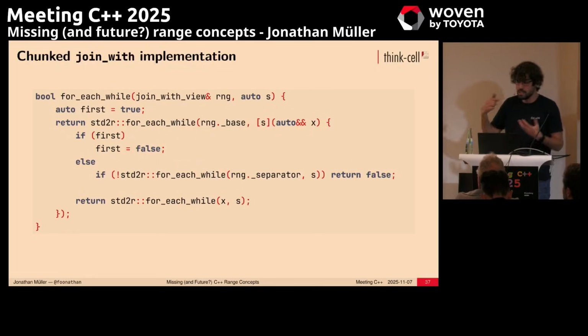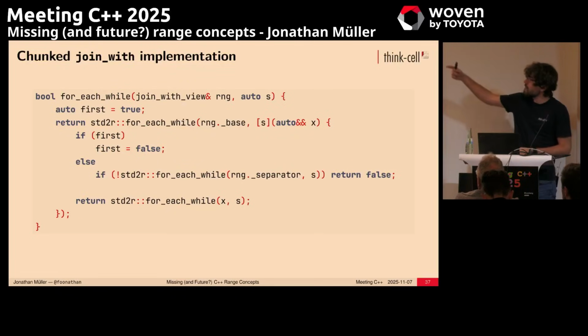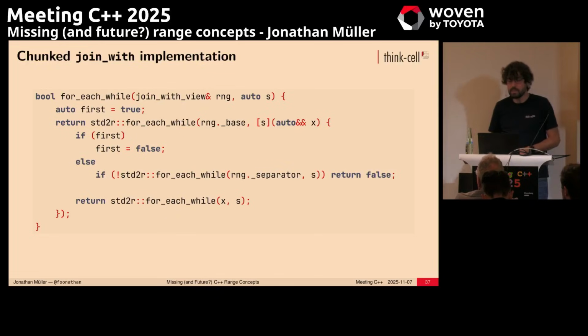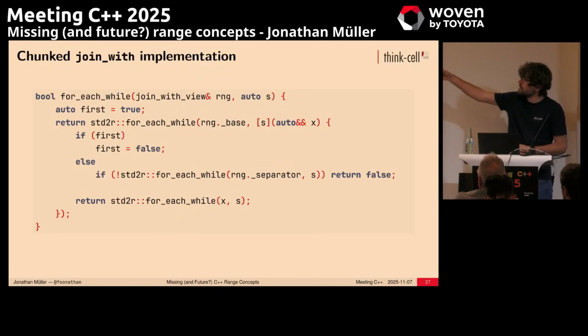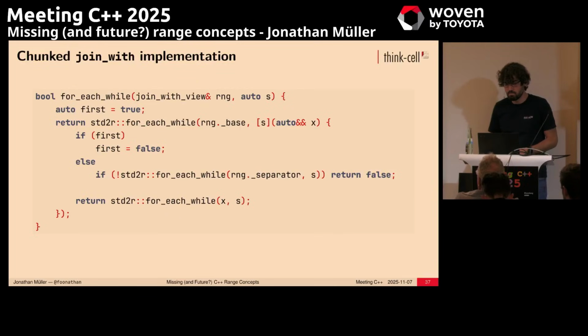And making a chunk join with is also not that hard. So this is a for each while implementation for join. We just need to either pass in the separator or the actual element to the sink, and then the sink gets to customize how it's going to do that. So that's not very hard. It's just handling the first one is the annoyance, but you know.